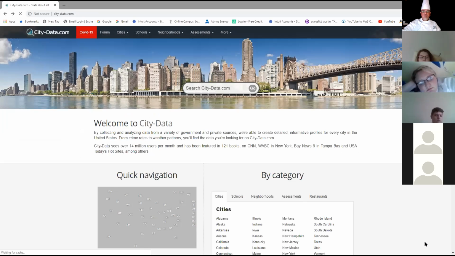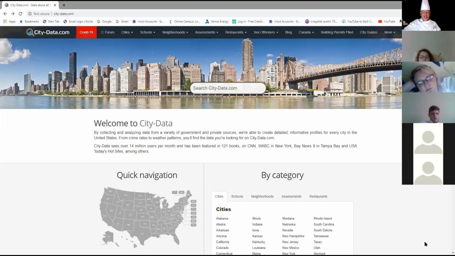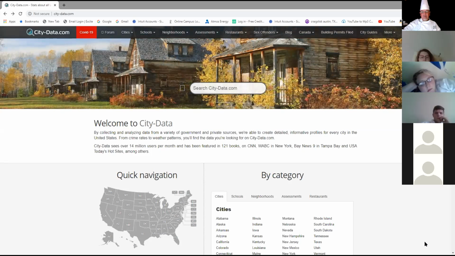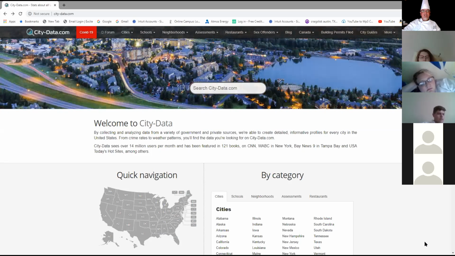Even if you want to move to a different location, plug in that zip code and check out the statistics of the household income, the median age, religion, so forth and so on. See if you've made a good choice in moving there or not. city-data.com.